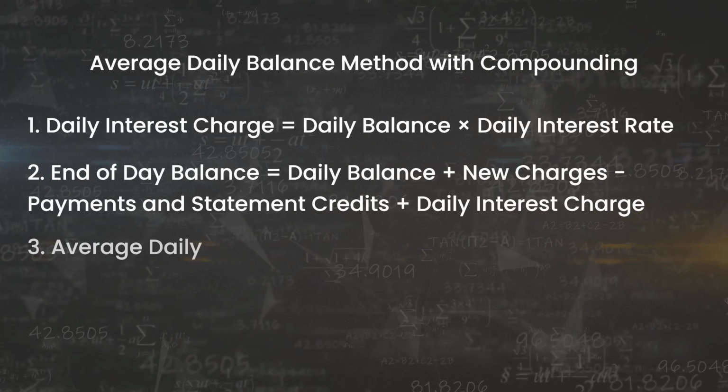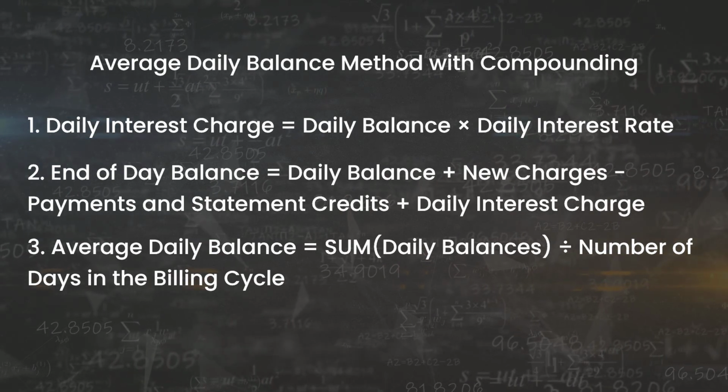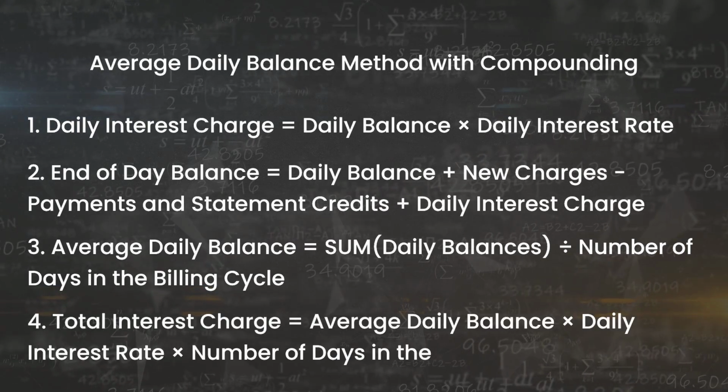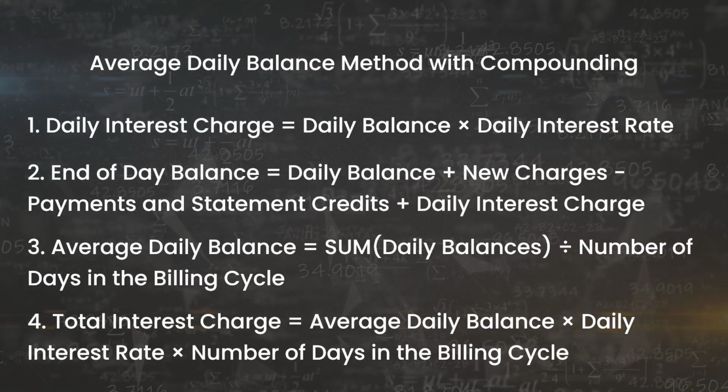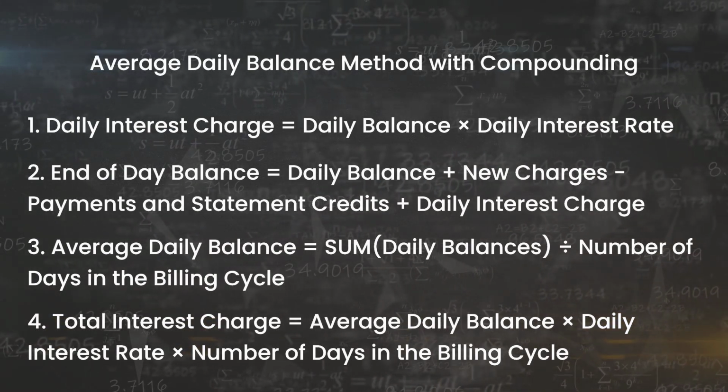Third, the sum of all daily balances is divided by the number of days in the billing cycle to determine the average daily balance. Finally, the average daily balance is multiplied by the daily interest rate and the number of days in the billing cycle to calculate the total interest charge.